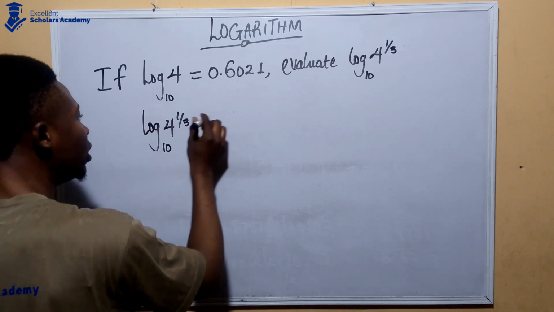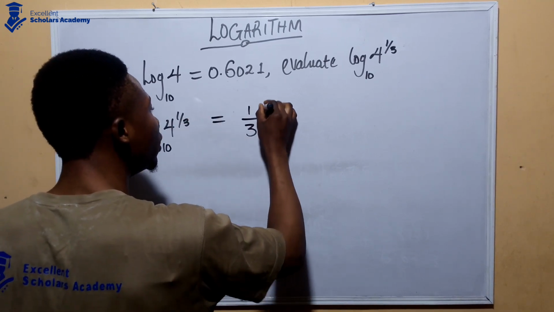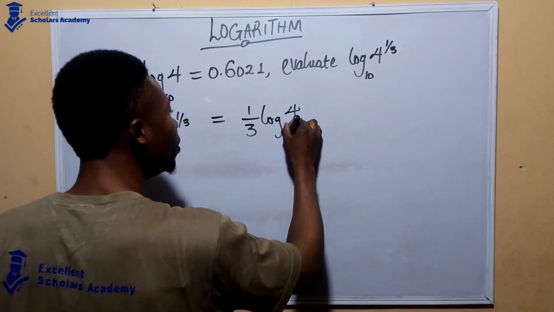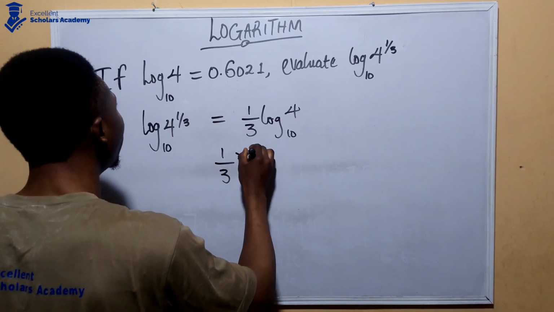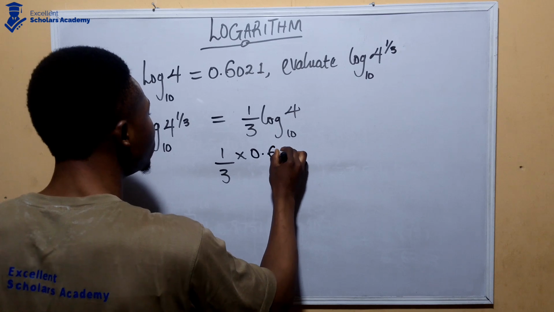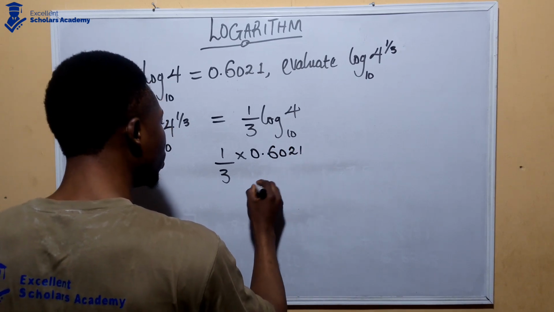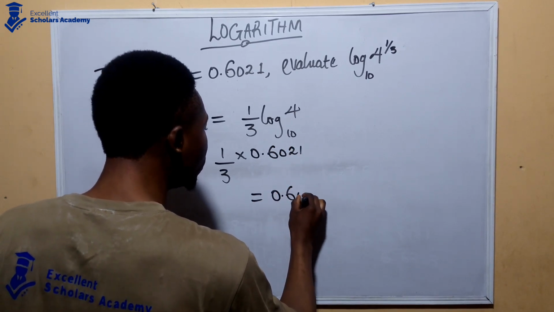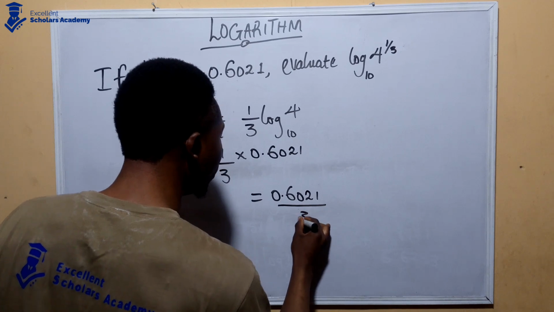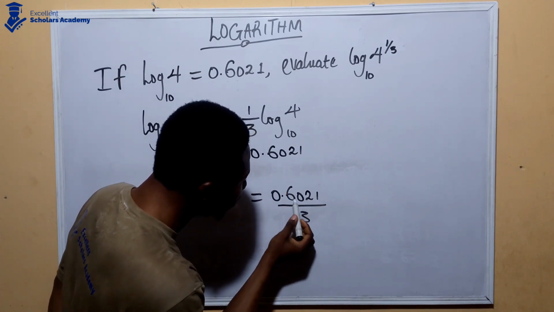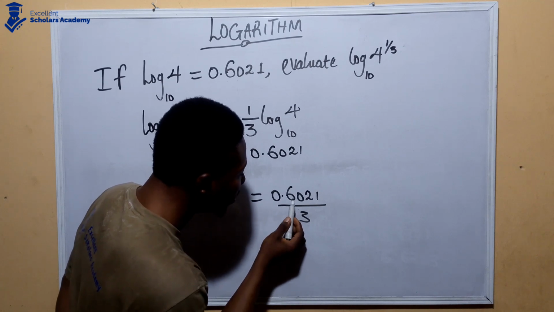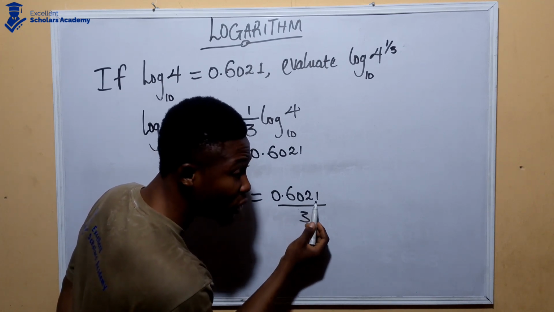Alright, so 1 over 3 comes behind and then it becomes 1 over 3 log 4 base 10. And you were given log 4 base 10, so it becomes 1 over 3 multiplied by 0.6021. Alright, so it becomes 0.6021 divided by 3. Now, how do you divide this by 3? This is 21. This is 60. Or let me say this is 60 and this is 21.